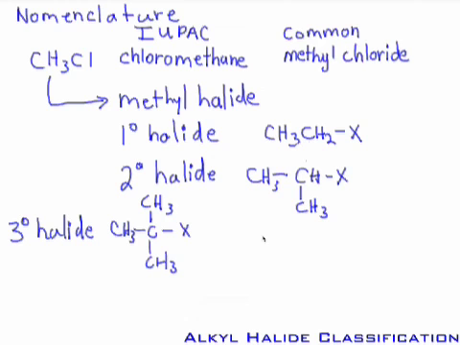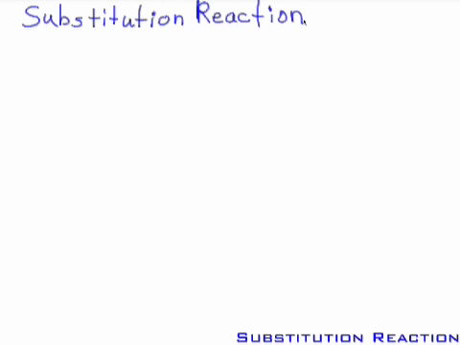Now, having laid the groundwork, having discussed the types of halides that are there, their physical properties, their nomenclature, we want to now consider some of the basic reaction paths that alkyl halides can follow when reacting with other compounds. The first one we're going to look at is the substitution reaction. Now this represents one of the more common and important reaction pathways in organic chemistry.